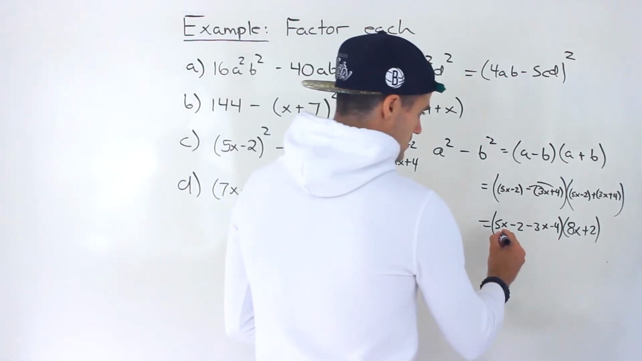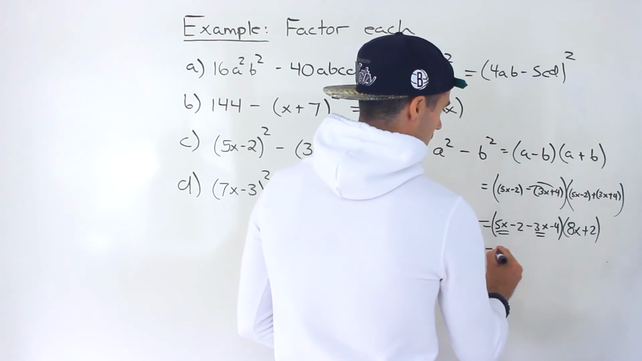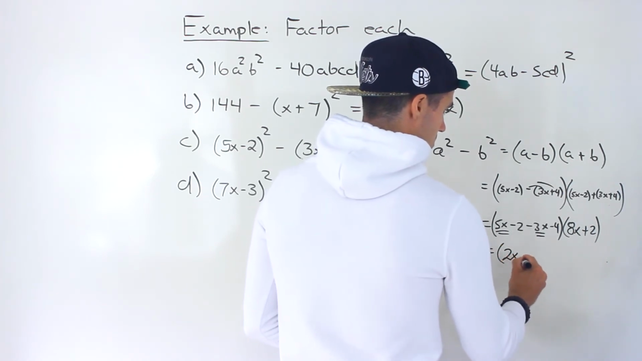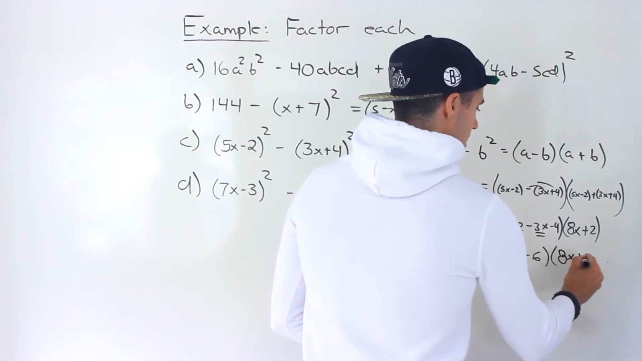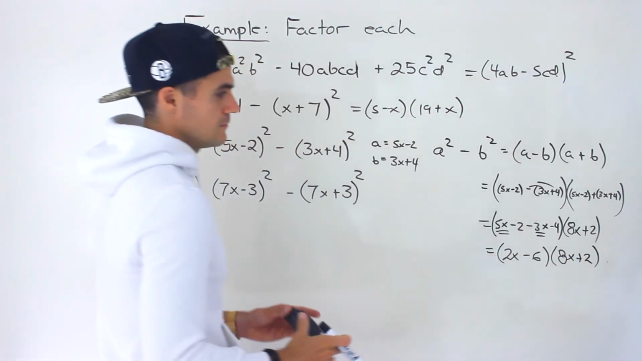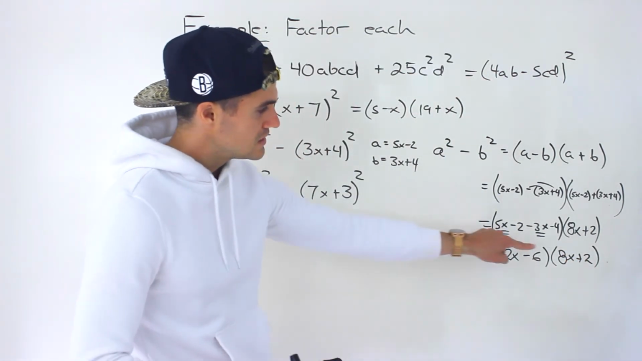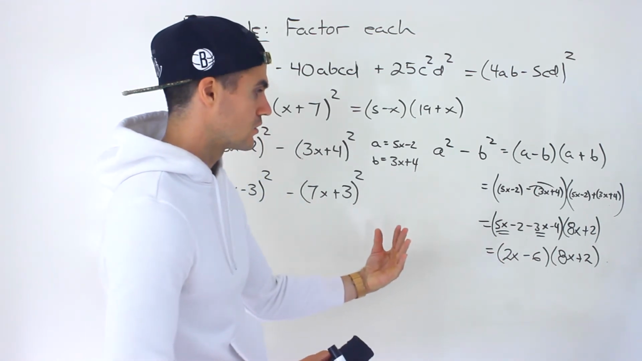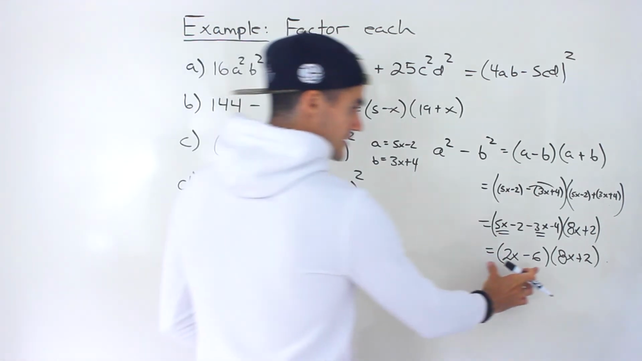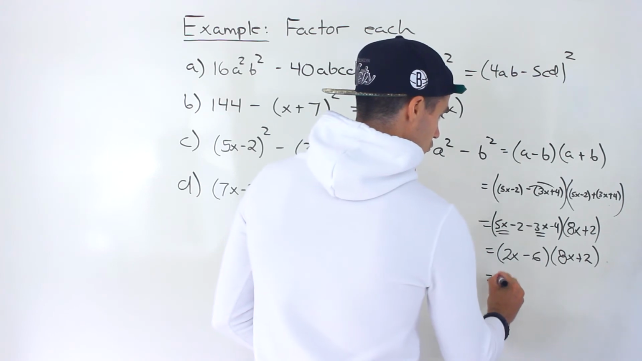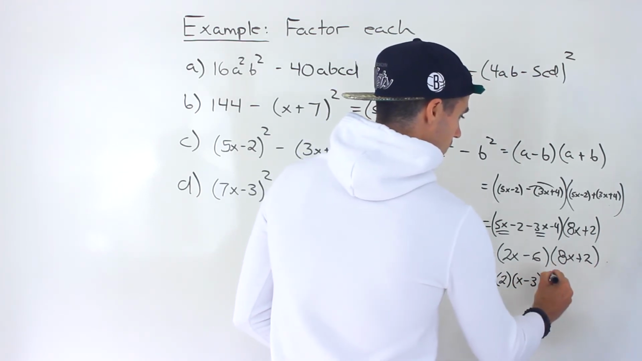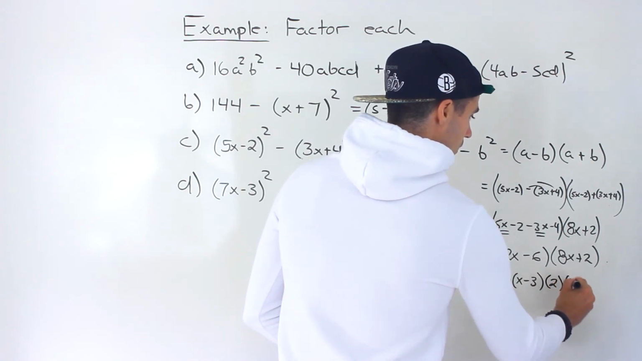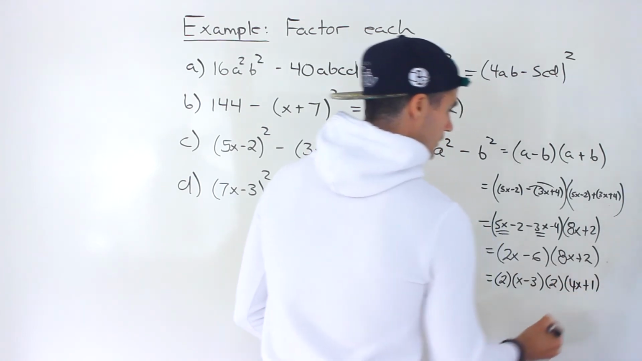So then you can simplify this. But we're not done here. Why are we not done? Because notice that from these two brackets, we could factor further. From this bracket, we could take out a 2, and we're left with x minus 3. From this bracket, we could take out a 2, and we're left with 4x plus 1.